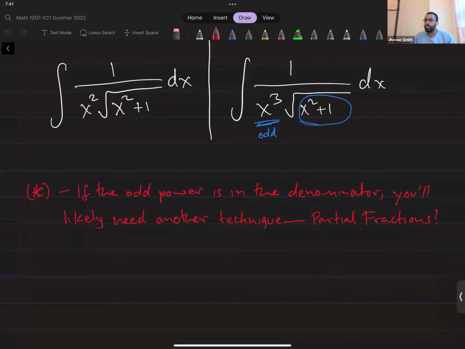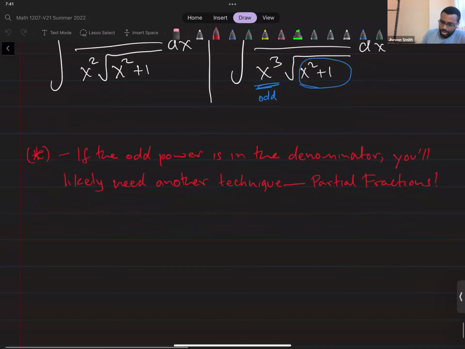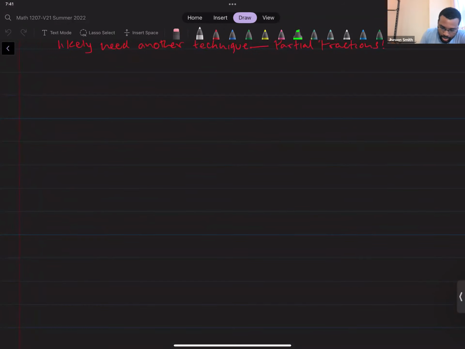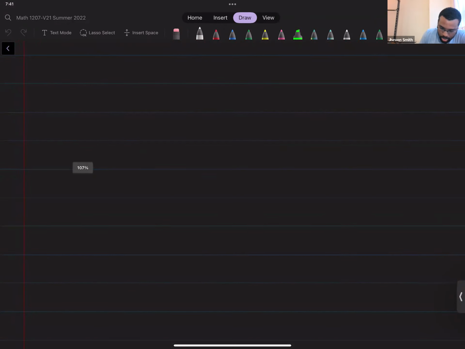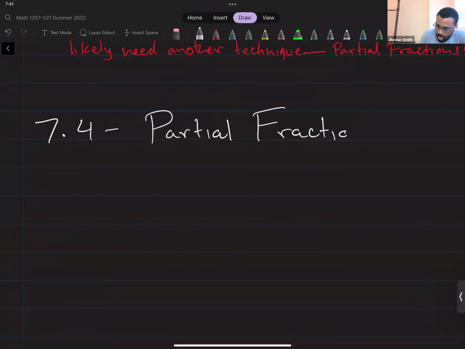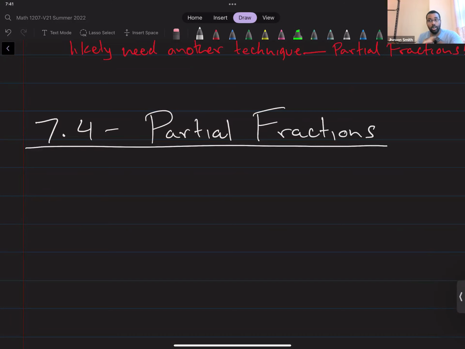That is actually the next section. Yeah, so we've done everything I wanted to do for trig substitution. We're going to cover a technique called partial fractions, or more specifically, integration by partial fractions.